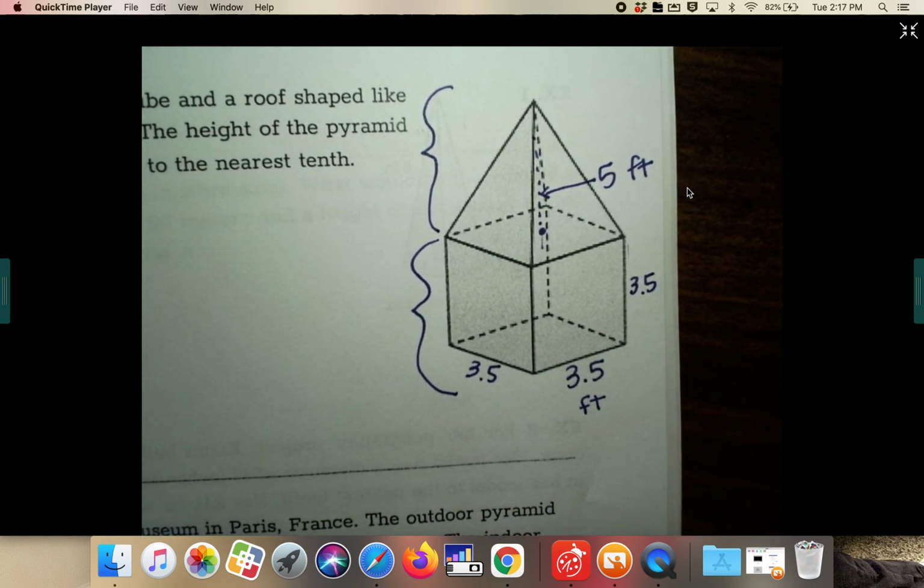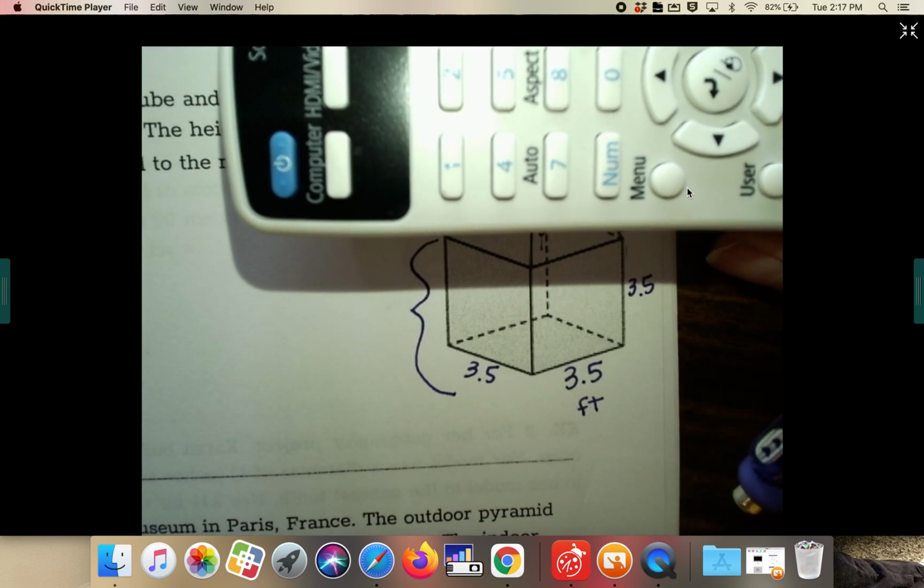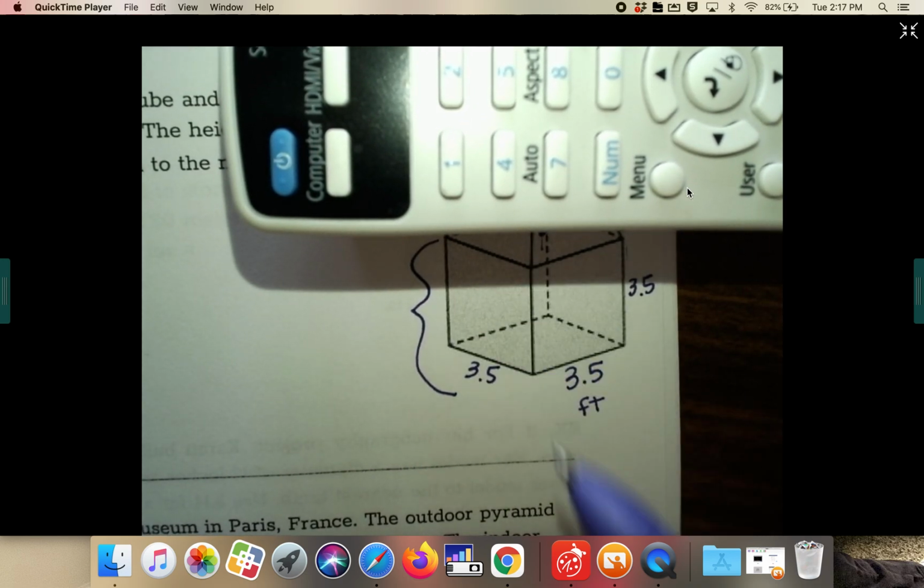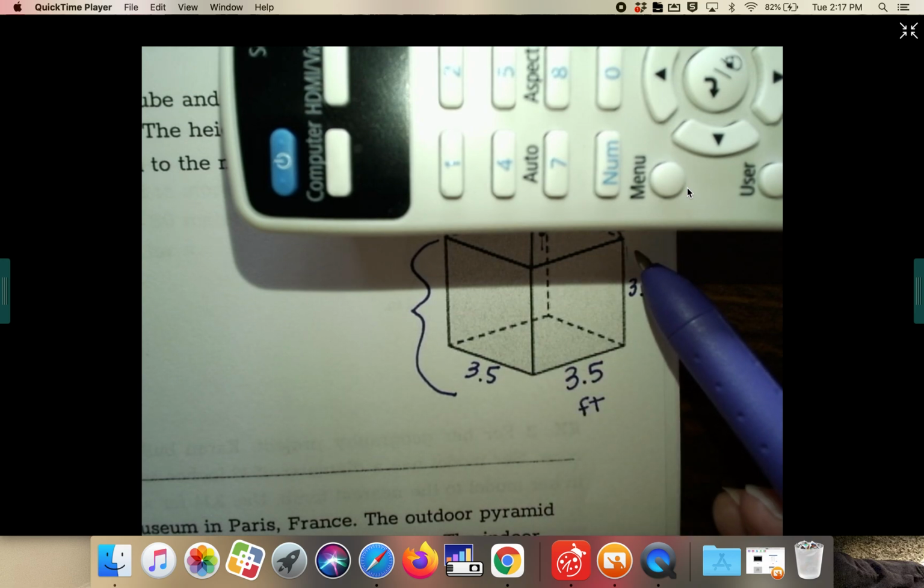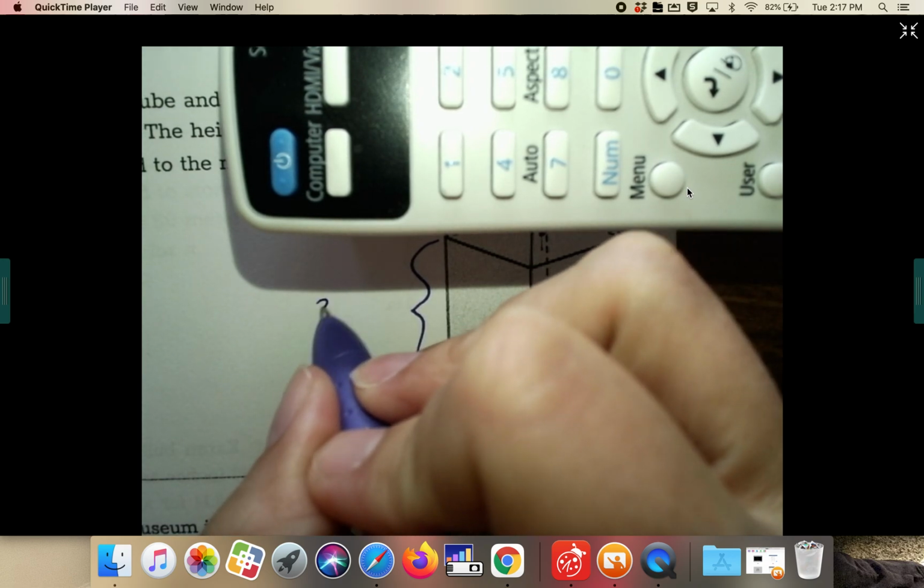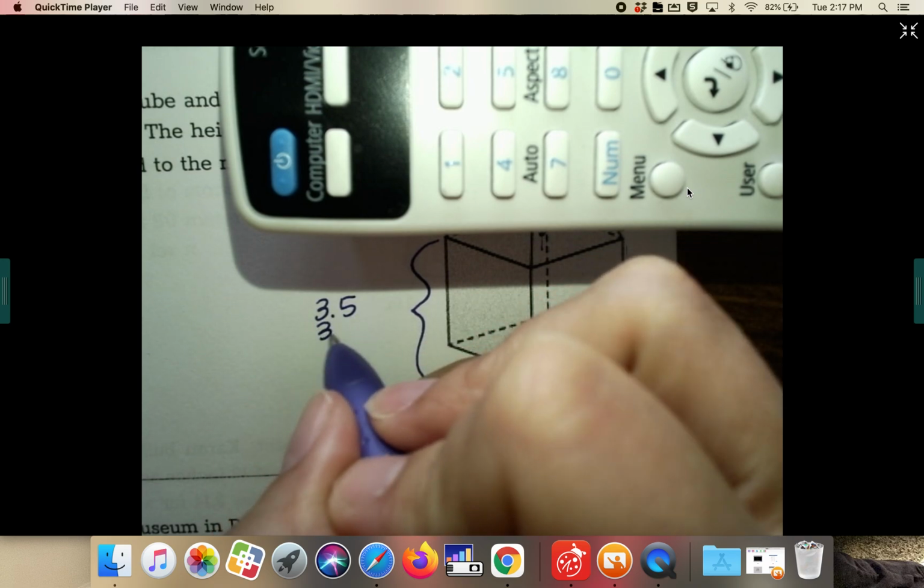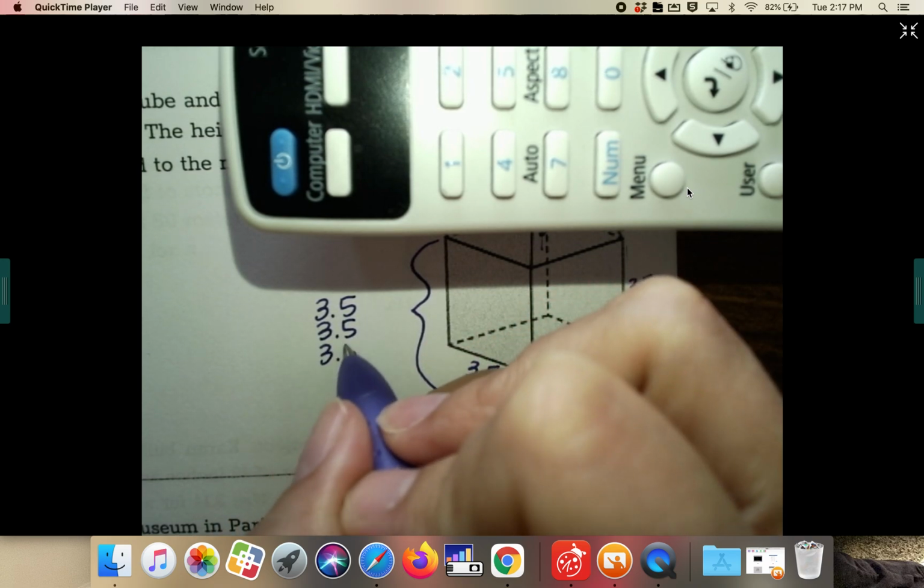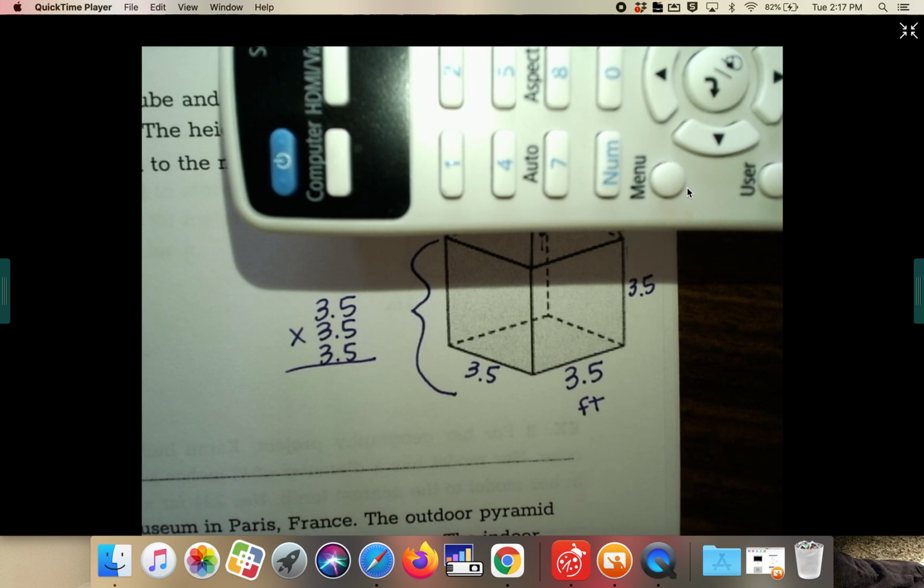So let's not even look at the pyramid for right now. Let's just find the volume of the cube. Cubes are length times width times height. So we're just going to do 3.5 times 3.5 times 3.5. Okay, we're going to multiply all of these.